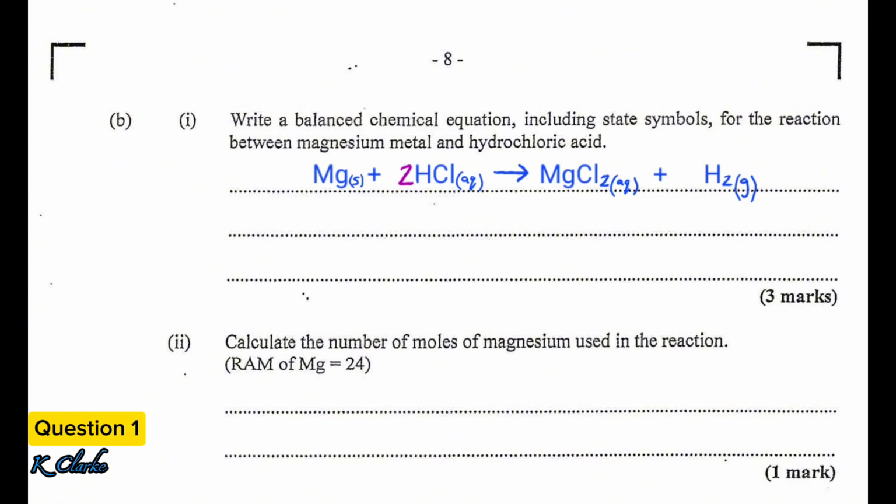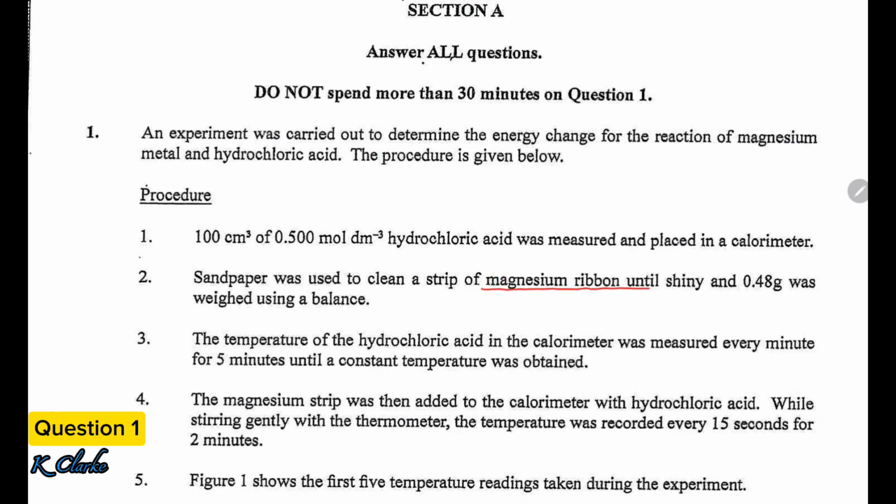Part 2. Calculate the number of moles of magnesium used in the reaction. The relative atomic mass of magnesium is 24. For this calculation, we must use the mass of magnesium used in the experiment. Based on the procedure, 0.48 grams of magnesium was used.